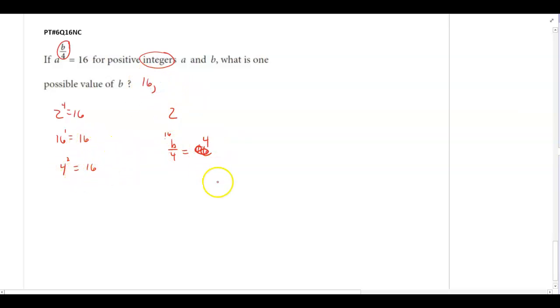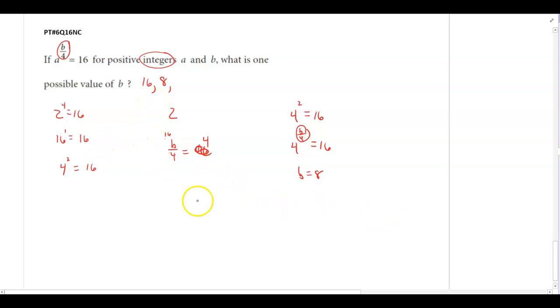Another answer choice I could do is if I say I want a to equal 4. I know 4 squared equals 16. So 4 to the b over 4 equals 16. What would b have to be in order for this exponent to equal 2? If b is 8, 8 divided by 4 gives me 2. So 8 would be an answer that you can bubble in.